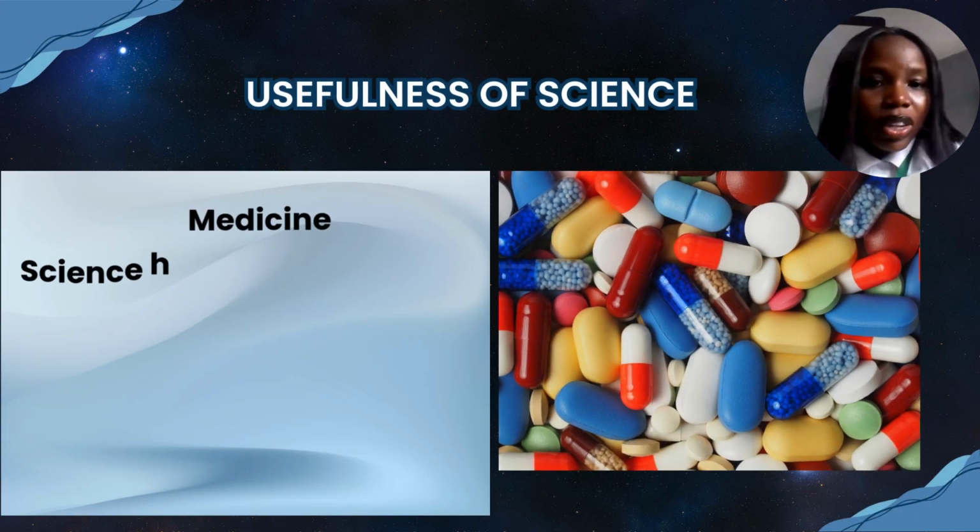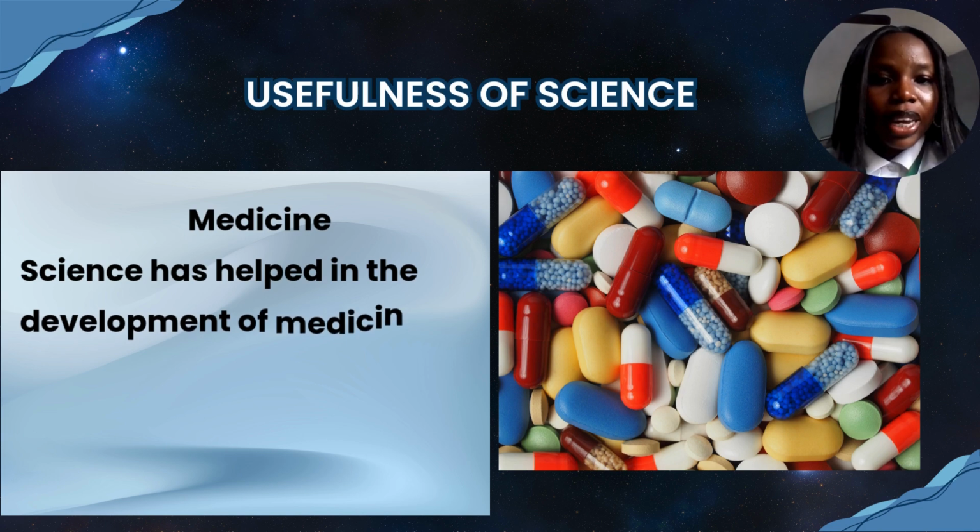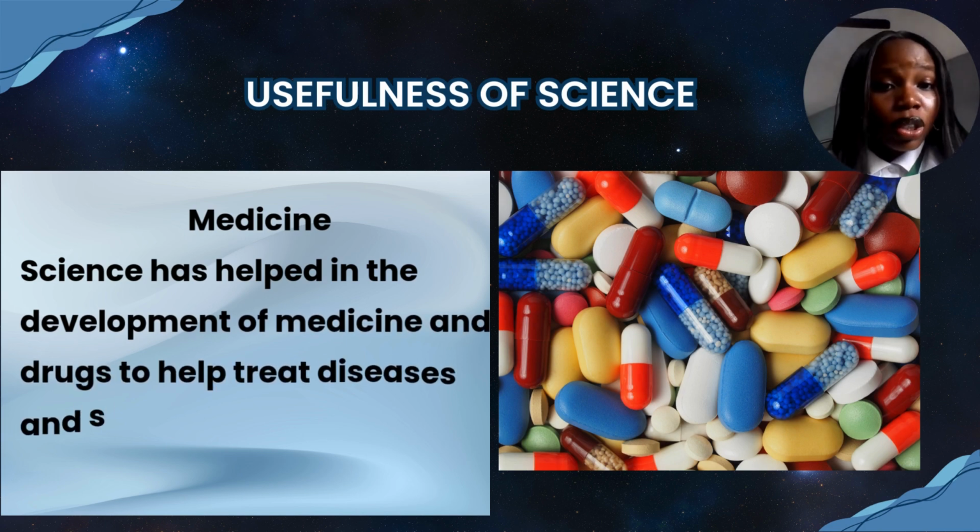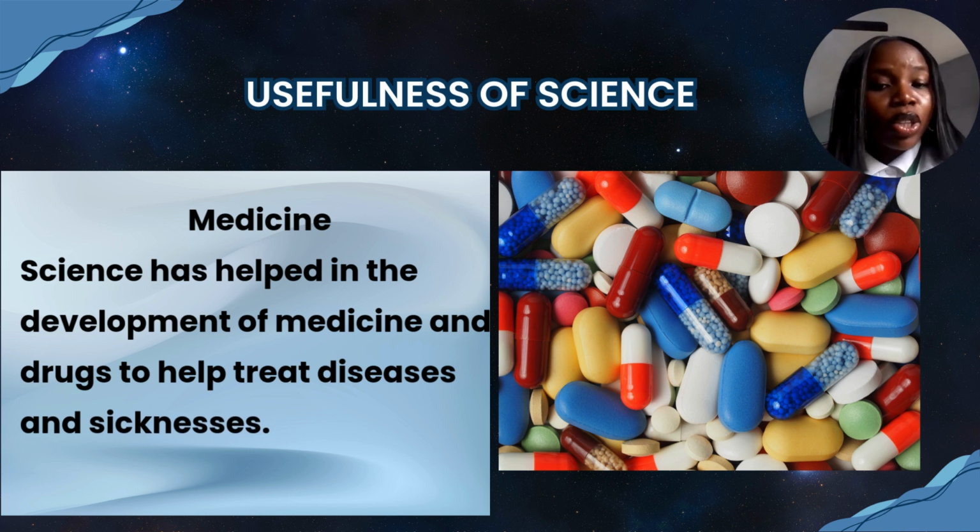Let's take a look at the usefulness of science. Number one is science is useful in medicine. So science has helped to develop medicine and drugs to help treat diseases and sicknesses. Gone are those days when malaria kills. Gone are those days when tuberculosis kills children, kills people. But nowadays, science has developed to the extent that they've already made vaccines, they've already made drugs that can tackle all these diseases, and there's low rate of death when it comes to all these sicknesses and illnesses.